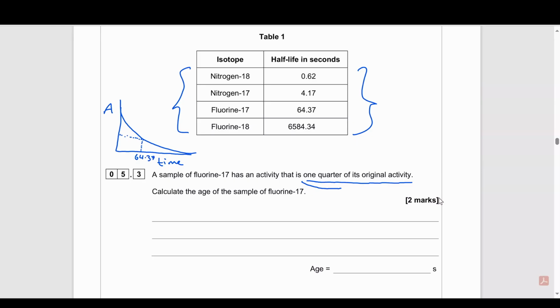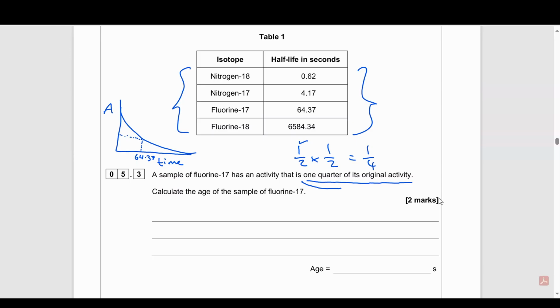Remember, it's telling us that it's 1/4 of its original activity. So that's not the same as 1/2. That's actually a half multiplied by a half, so that's equal to 1/4. So if one half-life takes 64.37, and that would be this, then we would need to drop it by another half to get the age of the sample of fluorine-17. So you need to go down by another half.